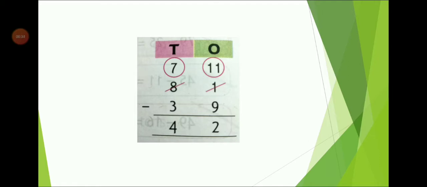Then we will subtract 9 ones from 11 ones. We will get 2 ones. So, we will write 2 under the ones column. Then, we will subtract the tens. It means we will subtract 3 tens from 7 tens. We will get 4 tens. So, we will write 4 under the tens column. So, students, it means 81 minus 39 is equal to 42.